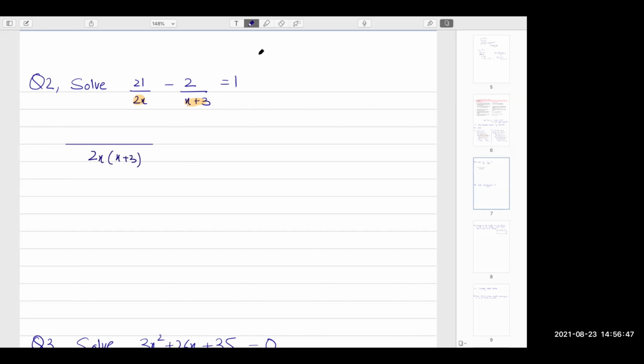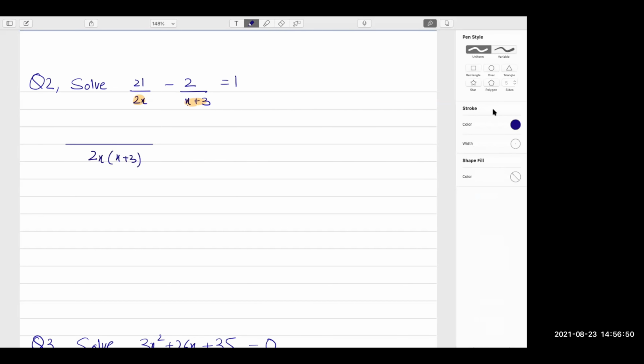So, to make the denominators common, you're going to get 2x times x plus 3. Now, please understand that this 2x should be multiplied by x plus 3 to get this. So 21 should also be multiplied by x plus 3, like how you used to say taking the LCM. And x plus 3 should be multiplied by 2x, so this is also going to be multiplied by 2x. So 21 is going to be multiplied by x plus 3 and minus 2 is going to be multiplied by 2x equals to 1.